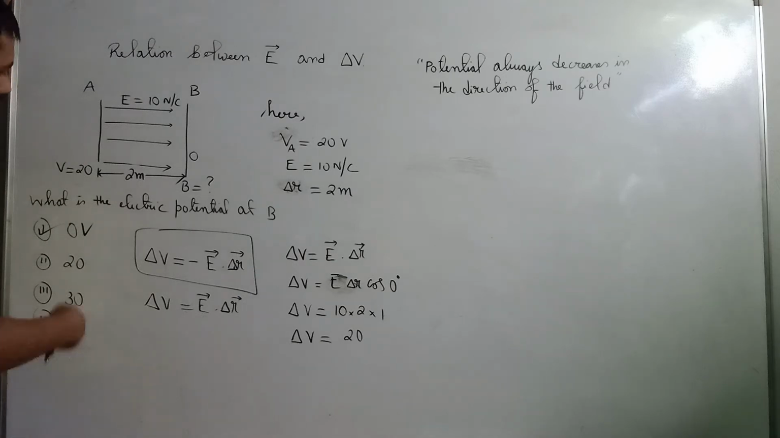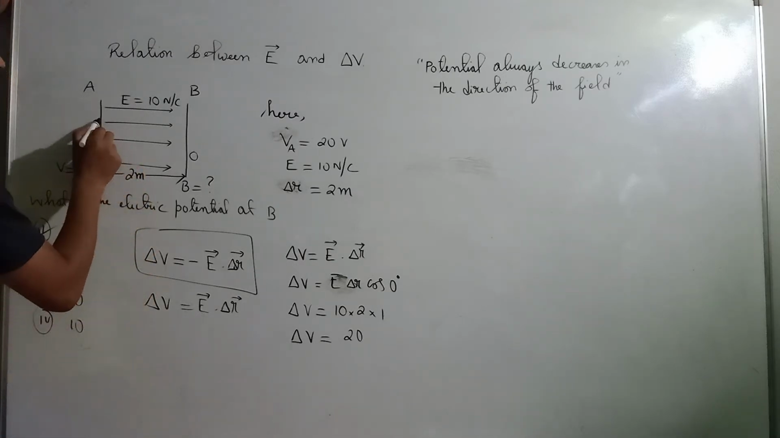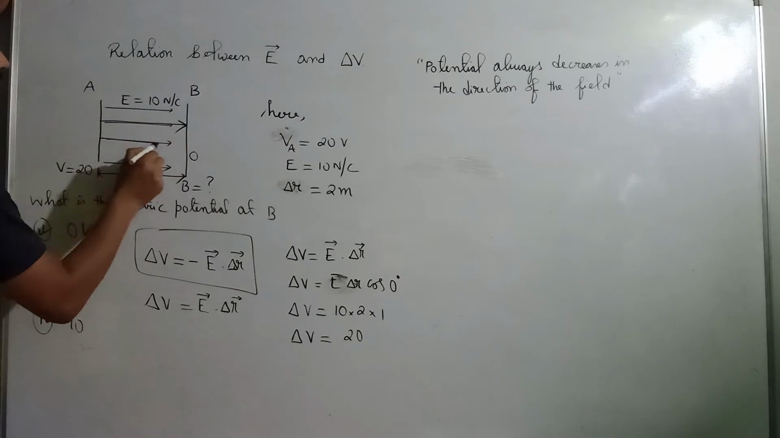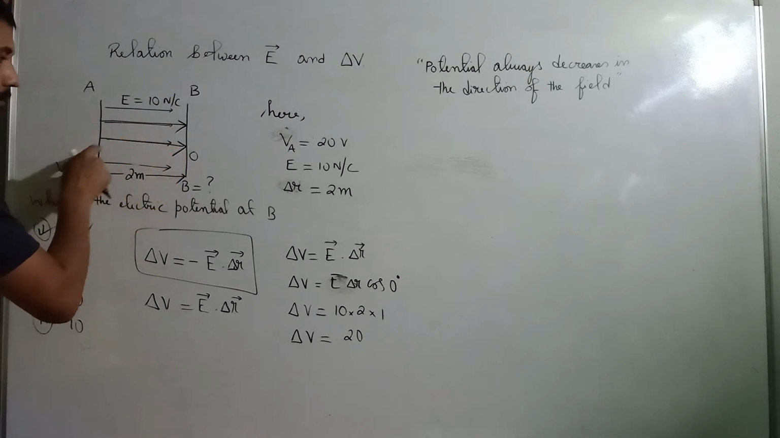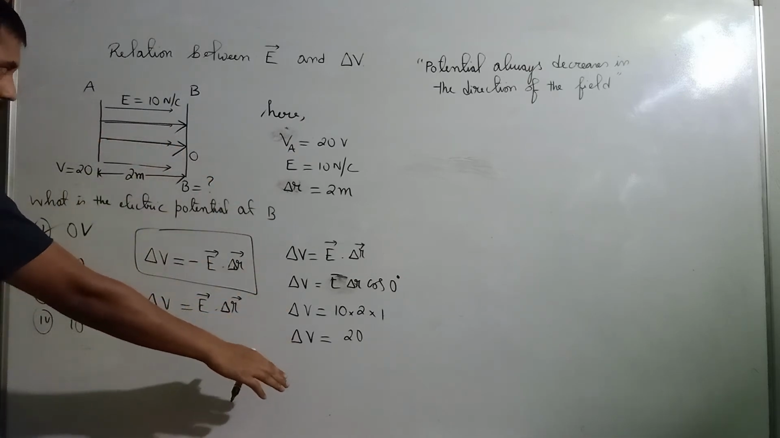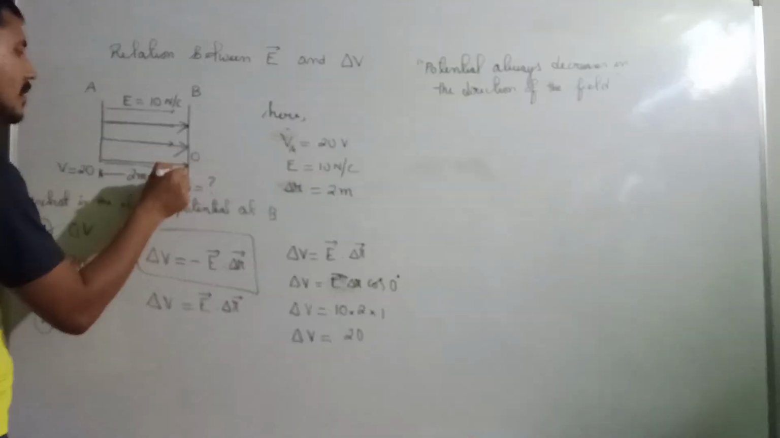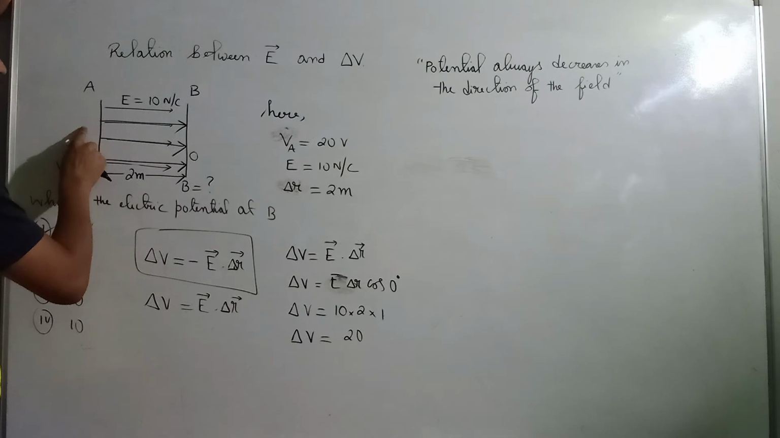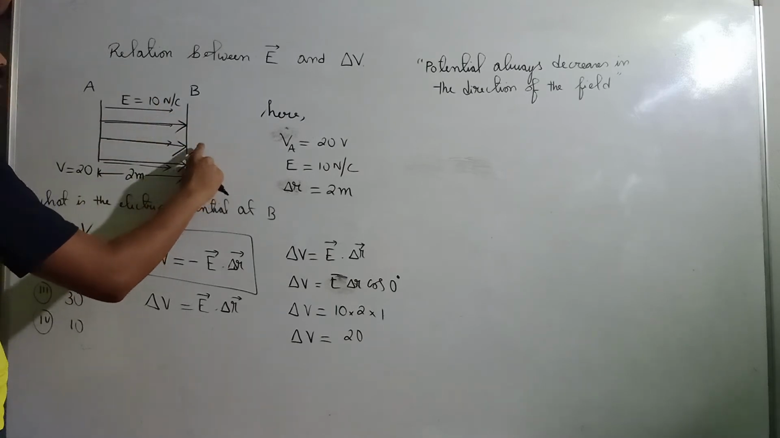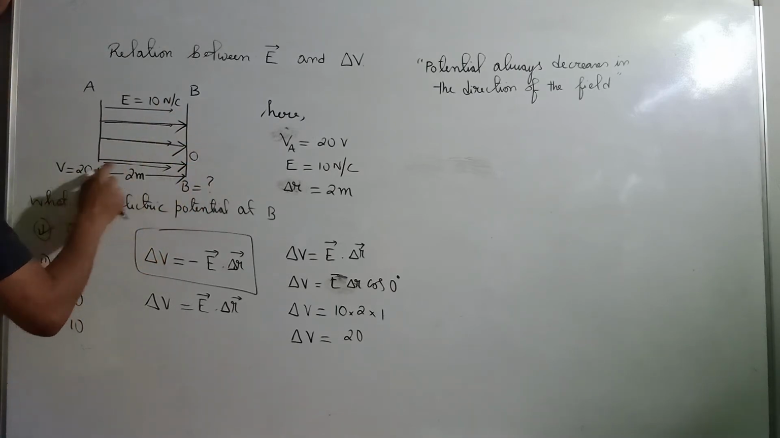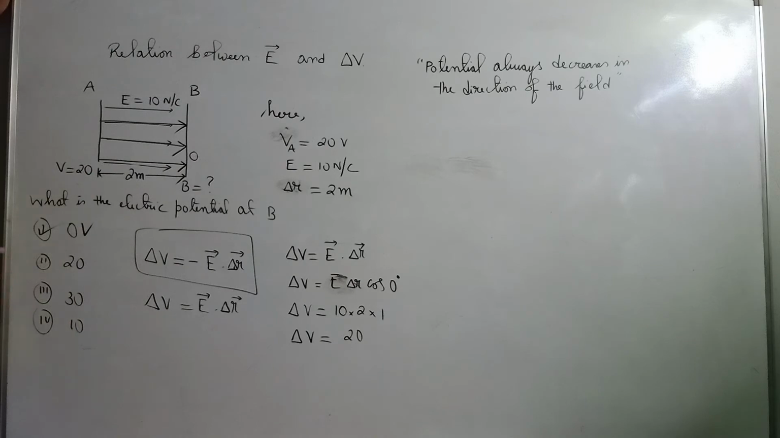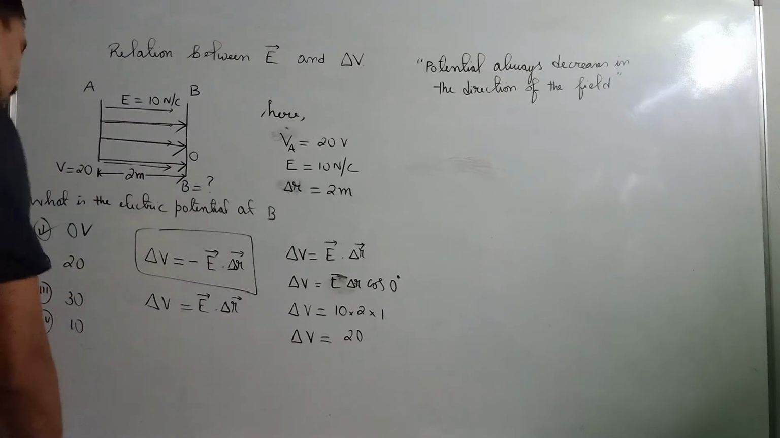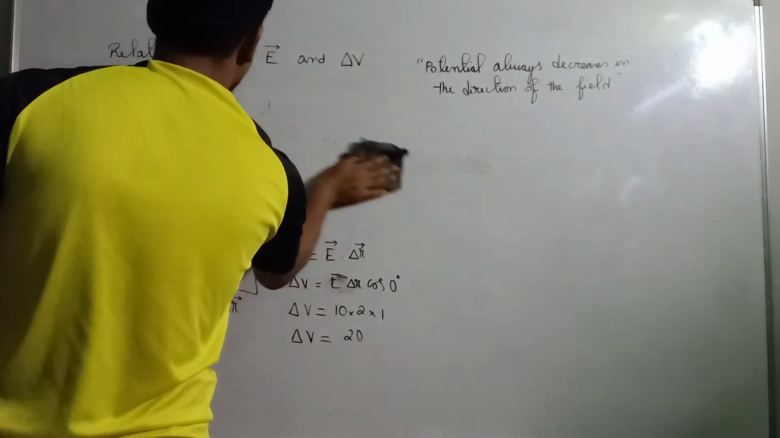Is it okay? And obviously it's 0. Why? Because potential always decreases in the direction of the field. Their difference is 20 now, and it decreases in the direction of the field. So this B will have lower potential than A. And only then, if this potential of B is 0, the difference in their potential will be 20. Alright? Yes. Okay.